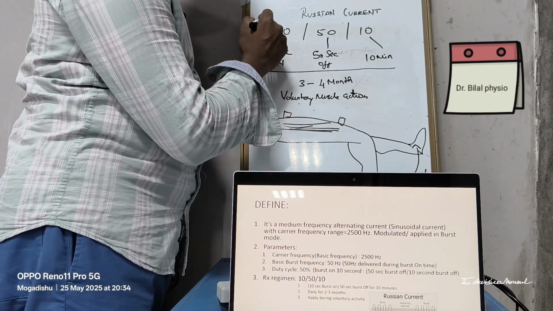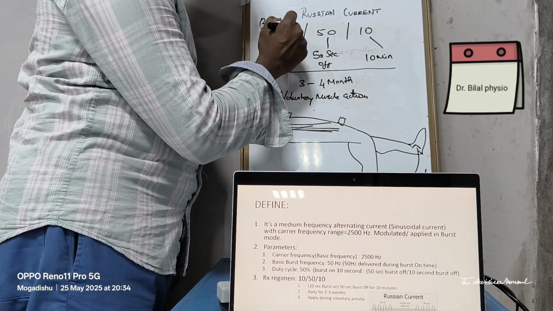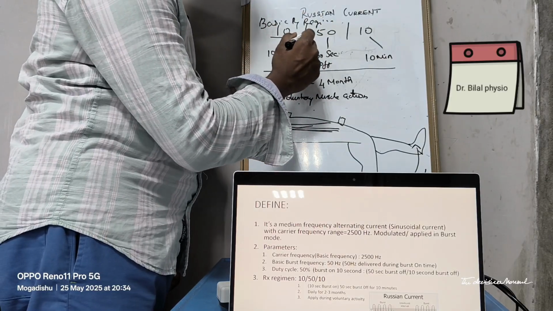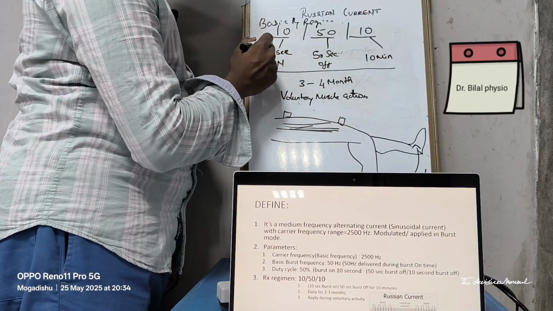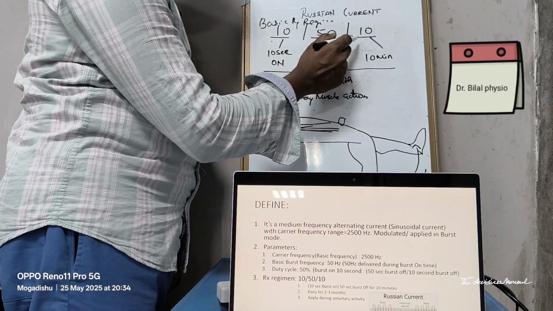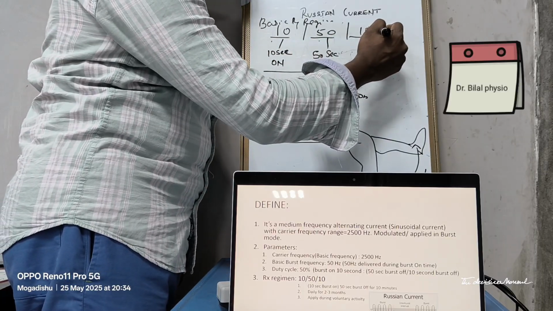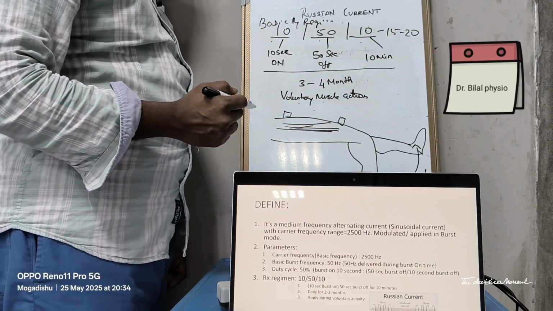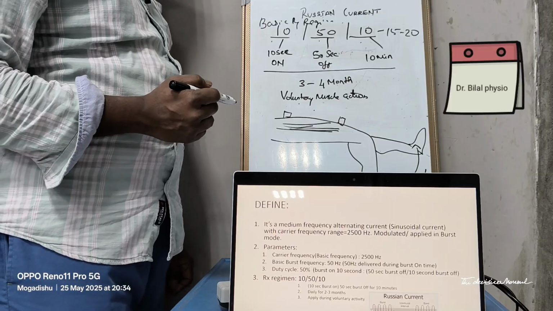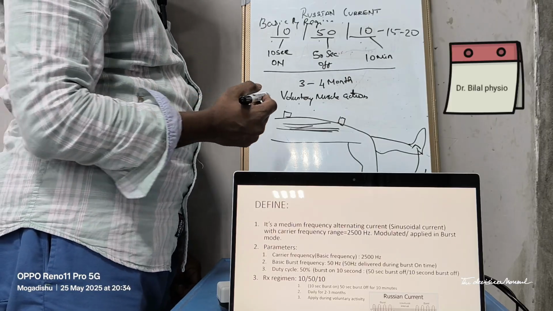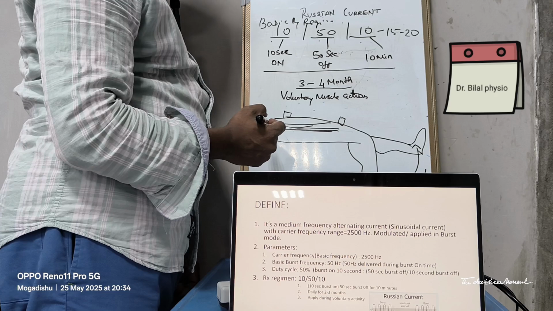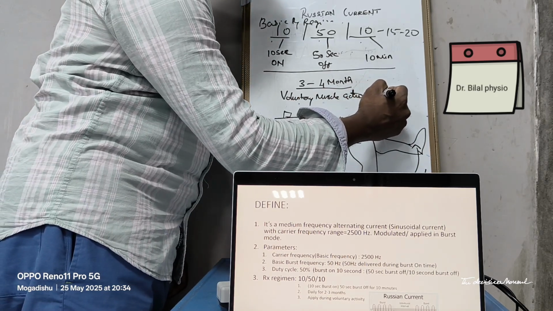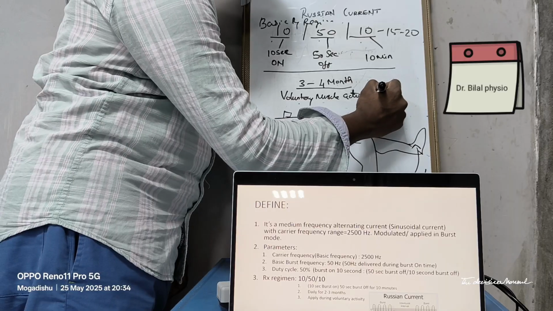So this is the basic treatment regime in a ratio of 10, 50, 10: 10 seconds on, 50 seconds off, for a period of 10 minutes. Sometimes we can use it for 15 to 20 minutes. This may change according to the clinical condition or the outcome we need, for a period of 3 to 4 months, combined with the voluntary contraction or voluntary muscle action.